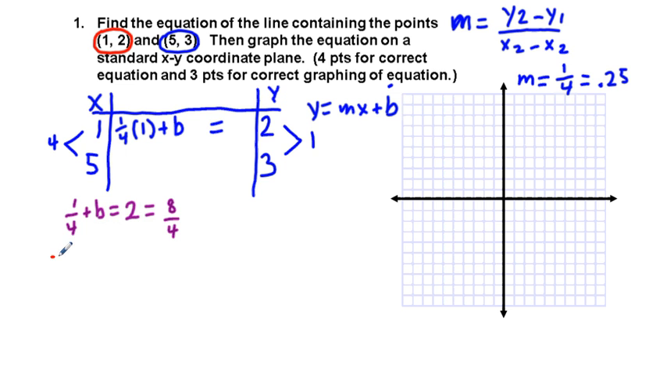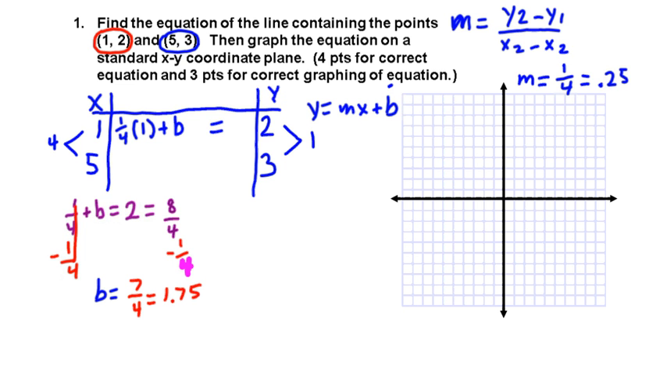Now if we subtract 1/4 from both sides of this equation, 1/4 minus 1/4 cancel on the left side. On the right side, we have b is equal to 8/4 minus 1/4. I wrote 1/2. I meant to write 1/4 here. Okay, we fixed that. There we go. So b is equal to 8 minus 1, which is 7/4. Decimalized, that would be 1.75.